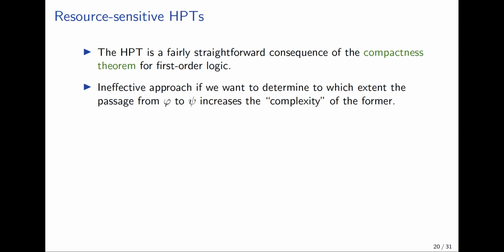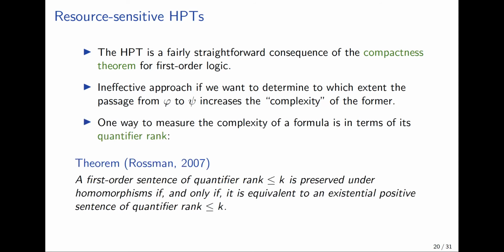You can mean many things by complexity of a sentence. For instance, you could measure the complexity of a sentence in terms of its quantifier rank. And if you do so, then there's a very nice result by Rossman, which says that you can actually preserve the quantifier rank of a sentence which is preserved under homomorphisms. So more precisely, a first-order sentence of quantifier rank at most K is preserved under homomorphisms if and only if it is equivalent to an existential positive one, again with quantifier rank at most K.